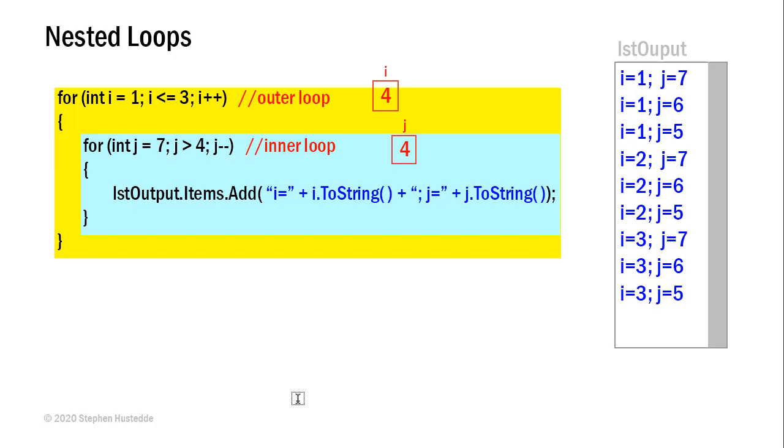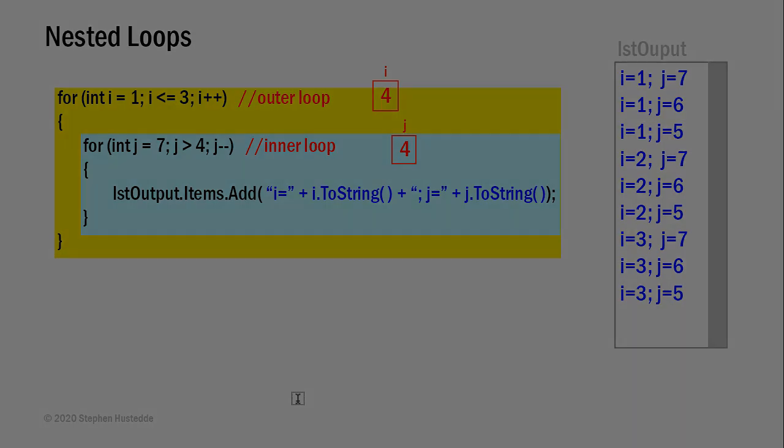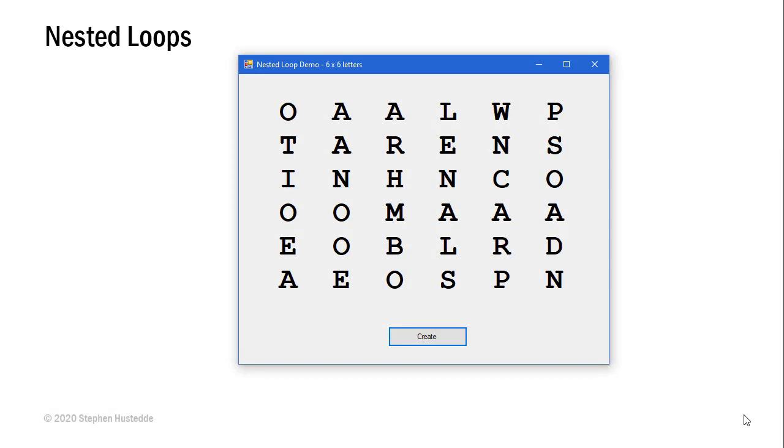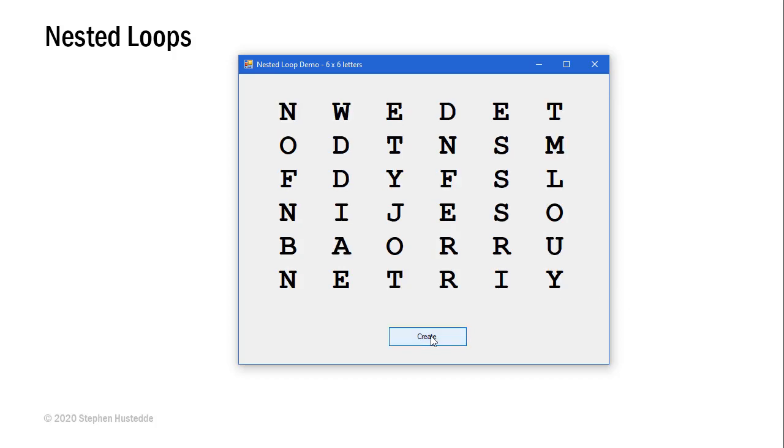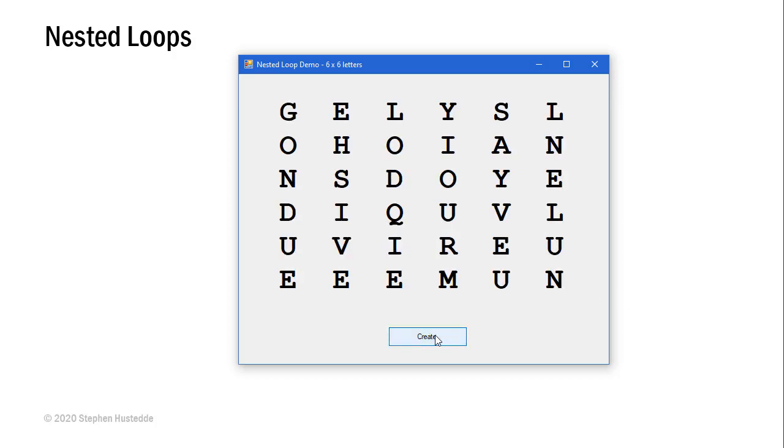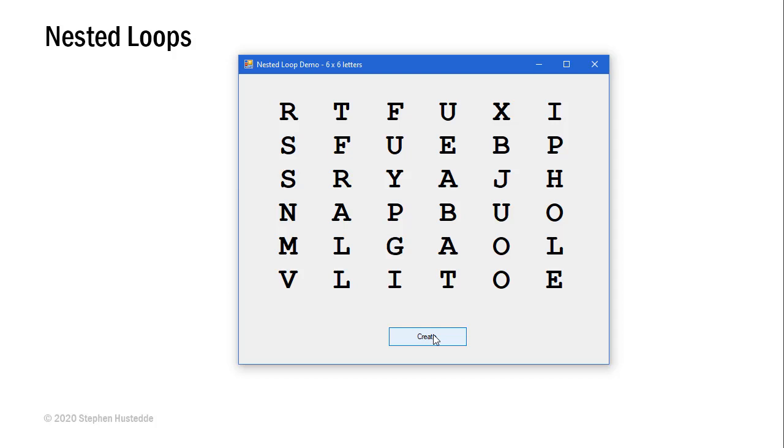Let's take a look at another example inside of Visual Studio. In this project, we're going to create a 6x6 grid of random letters. These might be used in a game or a word find search puzzle. We're going to use nested loops, though, to generate randomly these 6 different rows of 6 letters each. And when I click the Create button, it simply regenerates random letters.